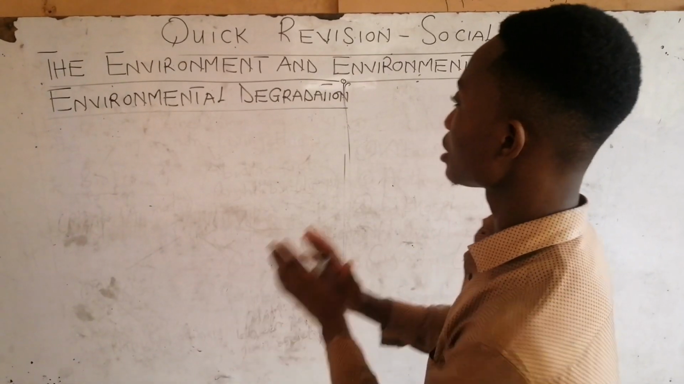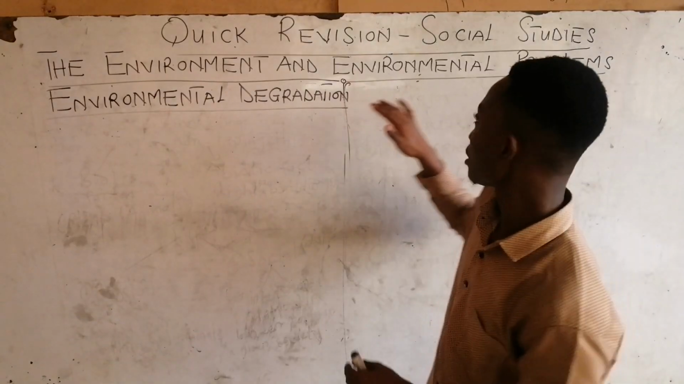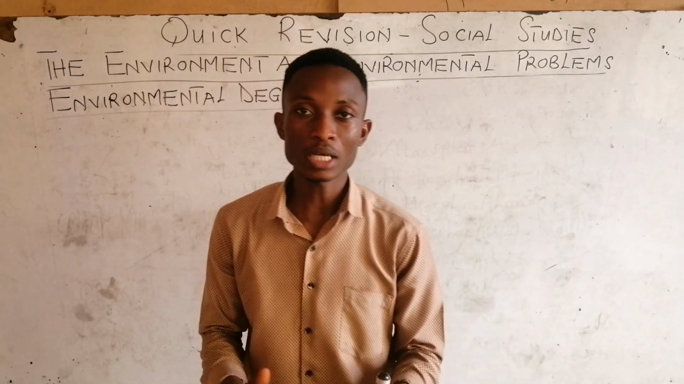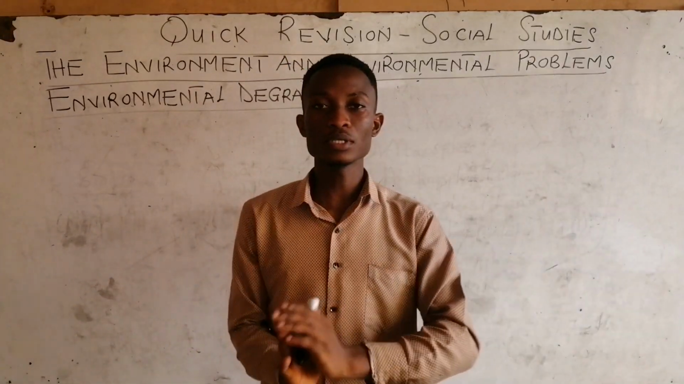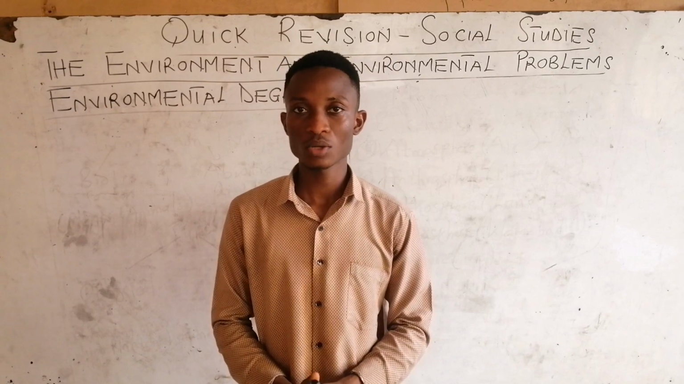So it's the environment and some of the problems that affect the environment. Now, when we talk environmental problems, we can talk of the activities of man that pose threat to the environment, or activities of man that reduce the quality and quantity of the environment. What are some of these things?